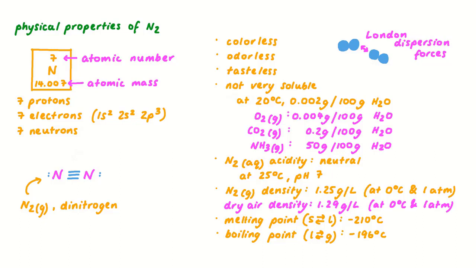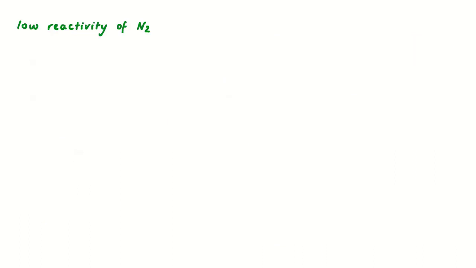Now let's look a little more closely at one of nitrogen's key properties, which is its low reactivity. Nitrogen is often referred to as an inert gas. This is generally attributed to the high strength of the nitrogen-nitrogen triple bond. The triple bond has a bond enthalpy of 942 kilojoules per mole.